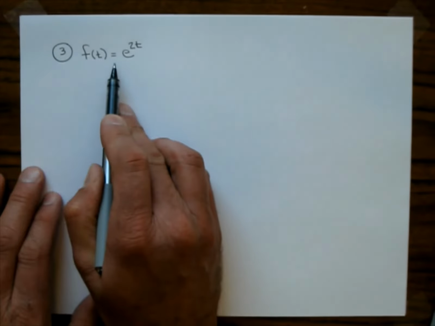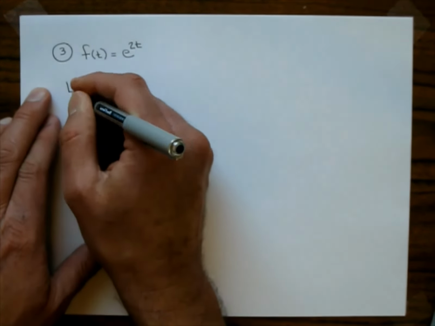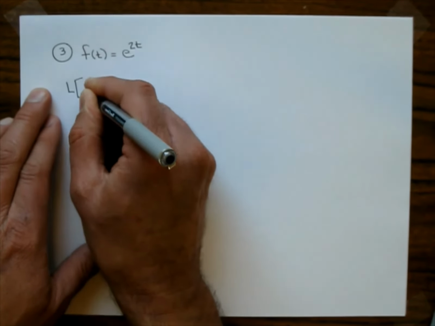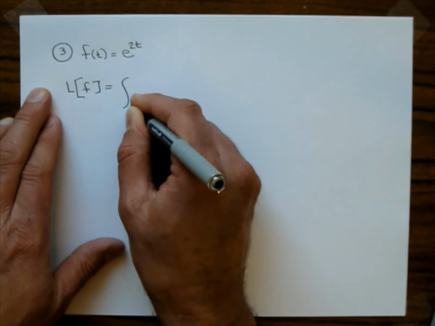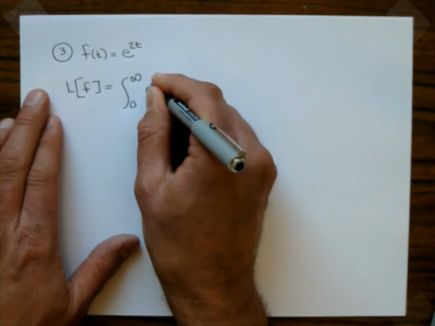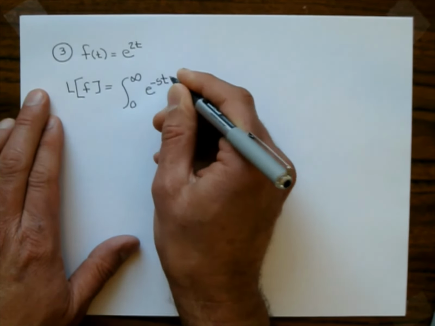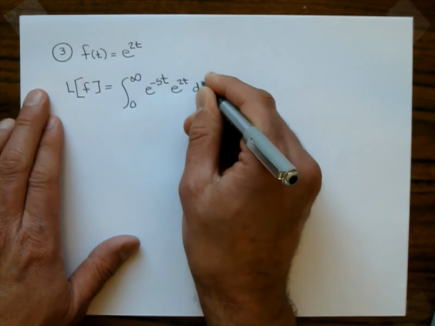F of t is equal to e to the 2t. The instructions are to find the Laplace transform. And for the Laplace transform, I'm going back to the definition, where it says 0 to infinity, and it always has e to the negative st times f of t, and this time I'm just going to write the f of t dt.